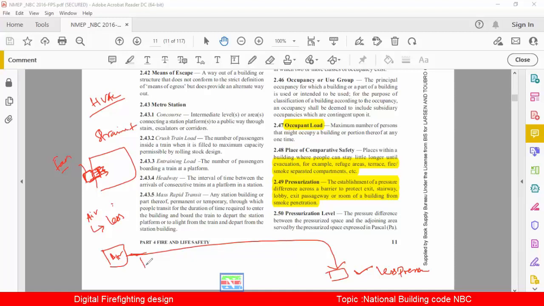Here we have more pressure. So air flows from more pressure to less pressure. So whenever smoke happens here, what happens? Here you will have more pressure, so it will try to come out of it.